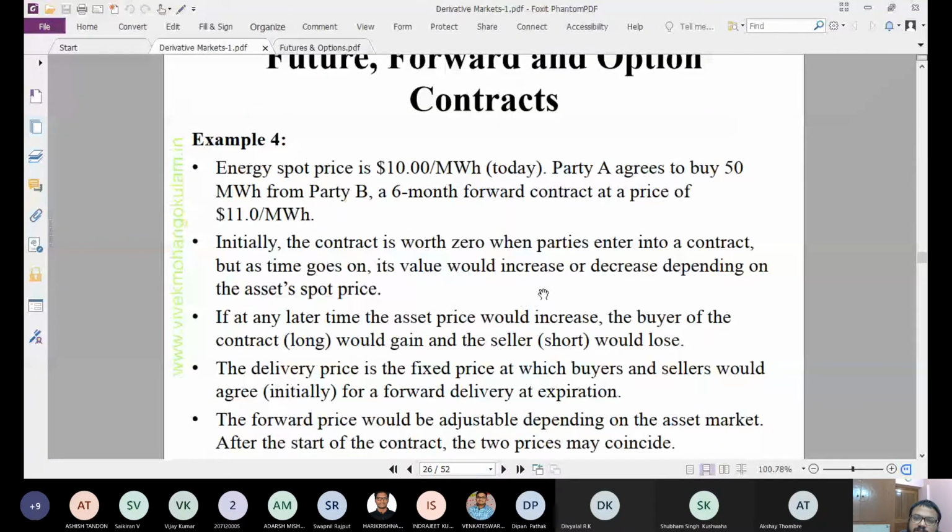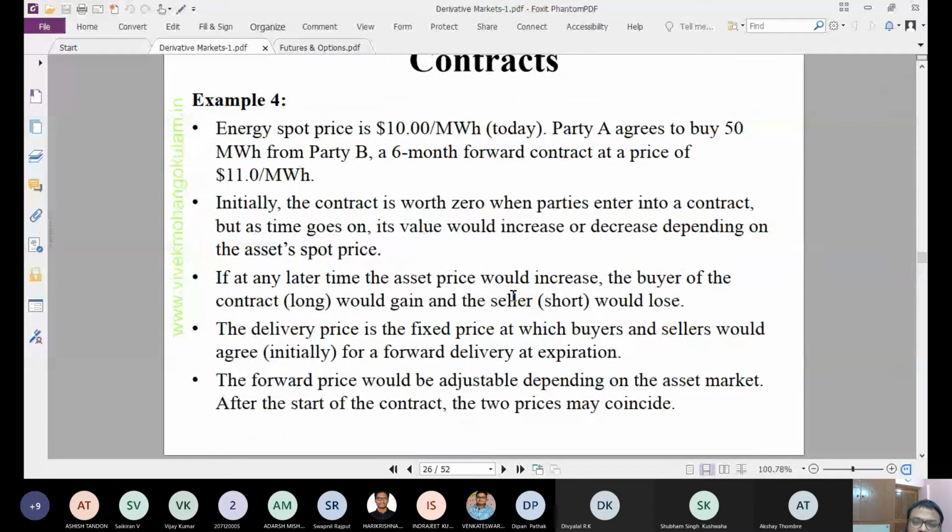We'll start with the example. Energy spot price is $10 per megawatt hour today. Party A agrees to buy 50 megawatt hours from party B, a 6-month forward contract at a price of $11 per megawatt hour. I have mentioned 3 contracts here: one is futures contract, another is option contract, another is forward contract. Forward contract is normally traded over the counter, and in forward contract mostly physical trading may happen. In futures and options contract, mostly it is financially settled.